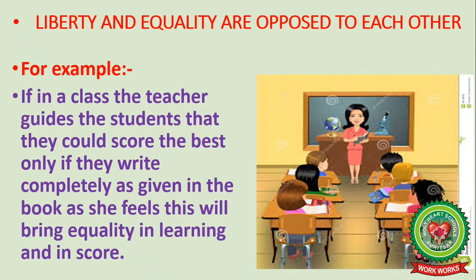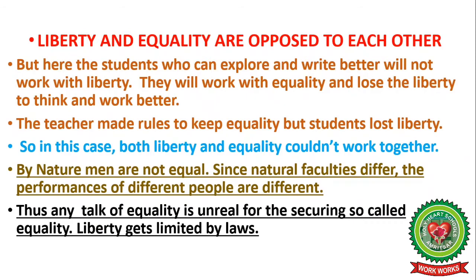Then only they can score better. And she wants to bring equality in learning. So she is preferring only and only equality. But what are the students losing? They are losing liberty. What type of liberty are they losing? They are losing liberty of thought.